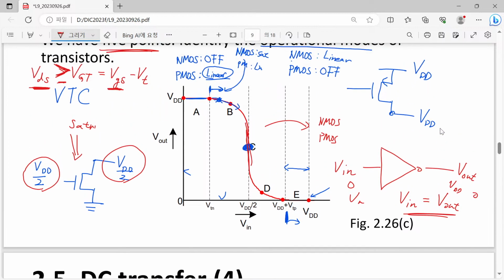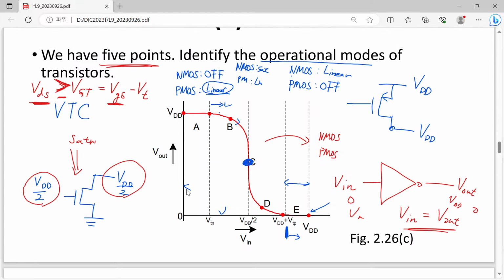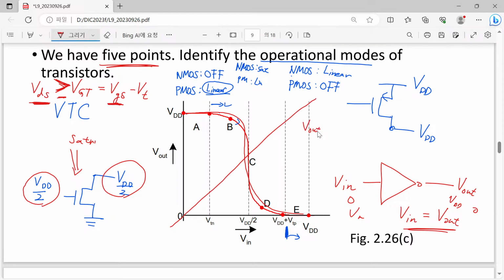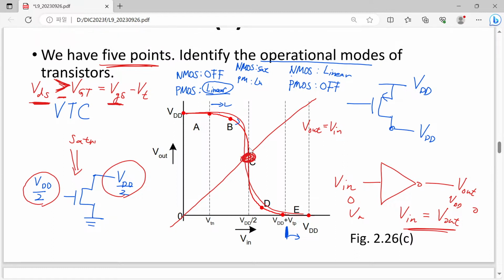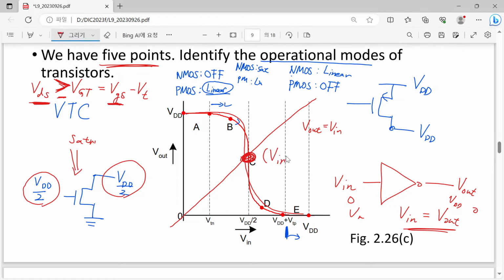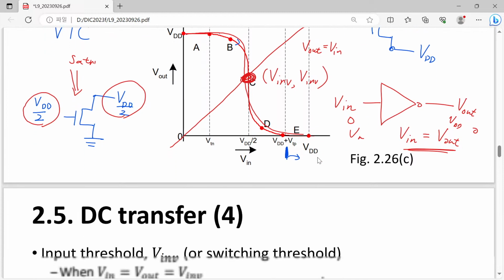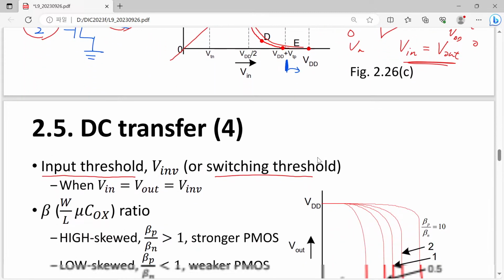Then how can we visualize this value? It can be visualized as the crossing point between our normal voltage transfer curve and the straight line of Vout equal to Vin. Their crossing point shows the coordinate corresponding to Vin, comma, Vin, the inversion threshold or input threshold.